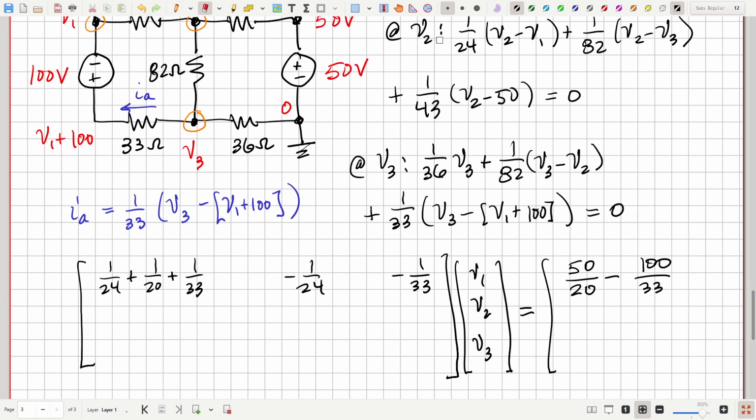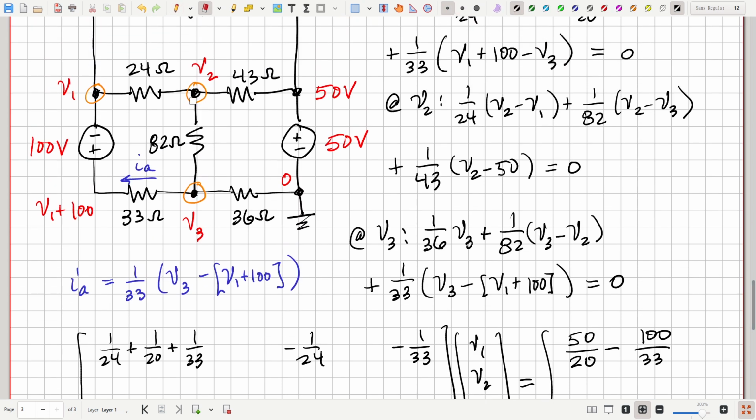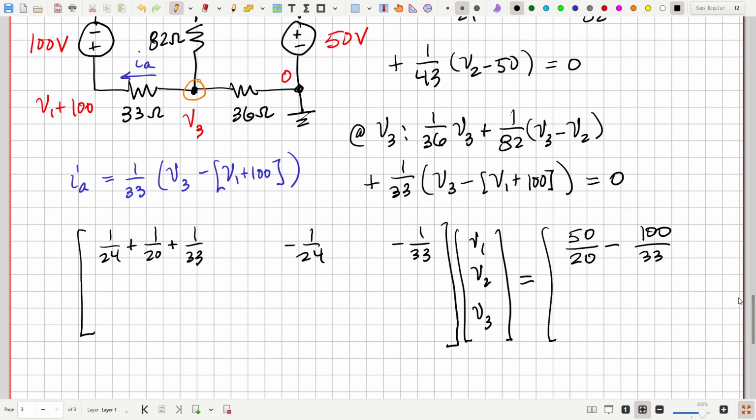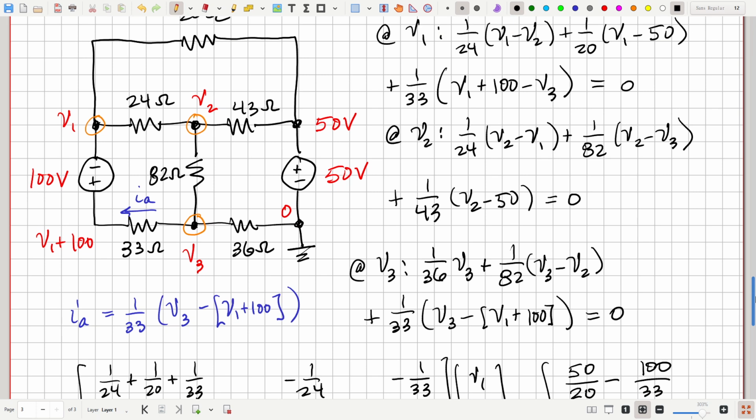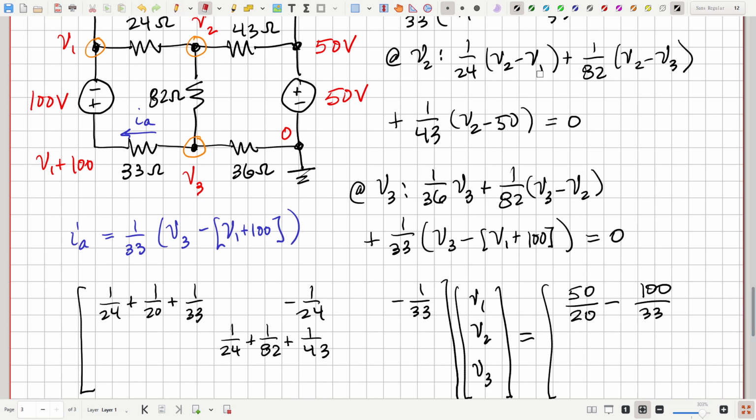Okay, how about the second equation? What are all the V2 terms? Let's see, we've got 1 over 24, 1 over 82, 1 over 43. Those are the three resistors that are connected to that node. So that's going to be 1 over 24 plus 1 over 82 plus 1 over 43. Okay, what about the V1 term in that equation? Minus 1 over 24. And it should be symmetric, so there's minus 1 over 24. Okay, so that makes sense.